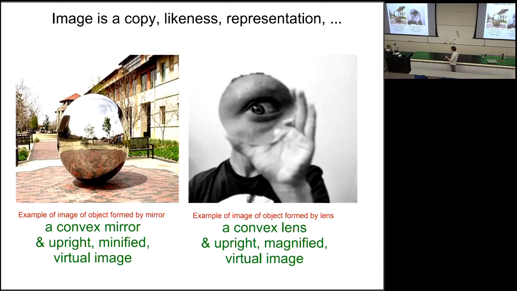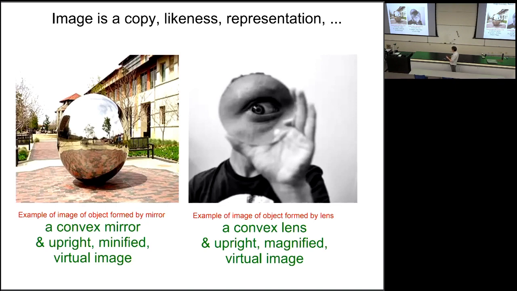One on the left here is an image formed by reflection in this sphere here. And this one on the right is an image formed by refraction with this lens here. Over here on the left-hand side, there's an object, a tree, and we're looking at an image of the tree, a likeness, a copy, a representation of the tree. In this one on the right, there is an object, this person's eye, and we're looking at the image of the person's eye, this copy, this likeness, this representation of the eye.